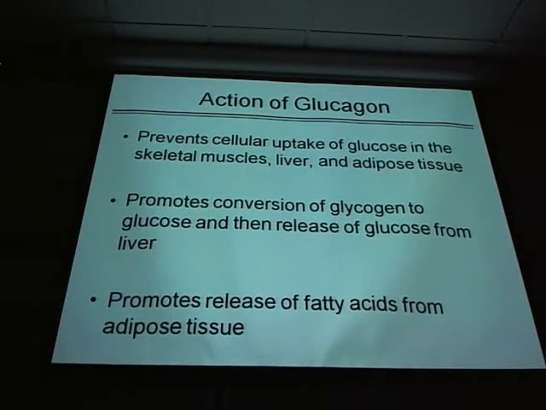This is the glucose. So if that's the glycogen, it's inside the cell. Is it released out of the cell? Well, it's the effect of glucagon. The action of glucagon, again, prevents the cellular uptake of glucose in the skeletal muscle, liver, and adipose. It's for the release. The glucagon is going to go up when the insulin goes down. The insulin goes up when the glucagon goes down.